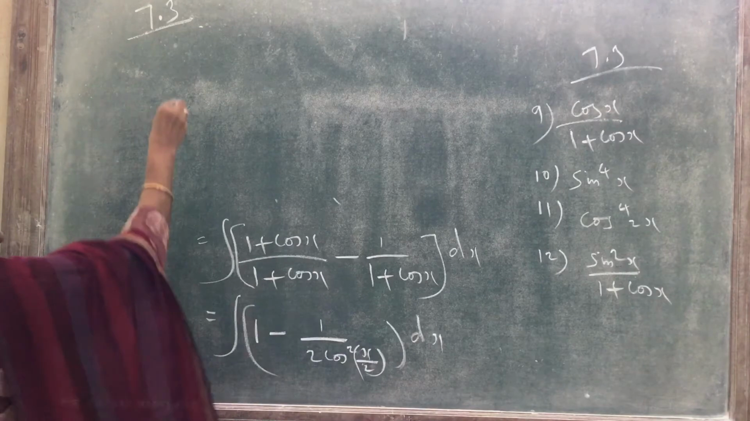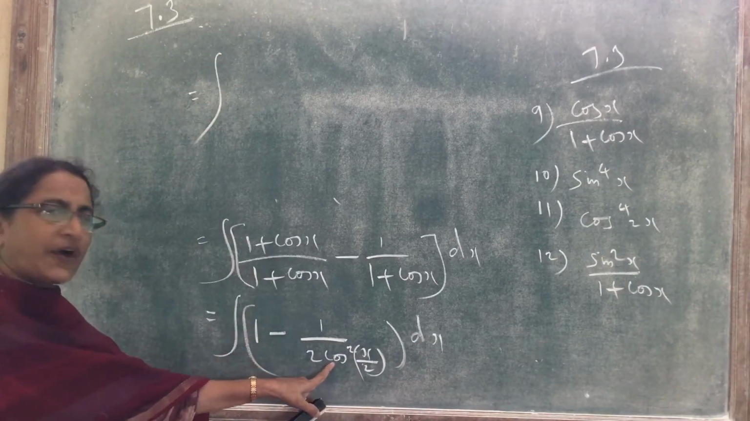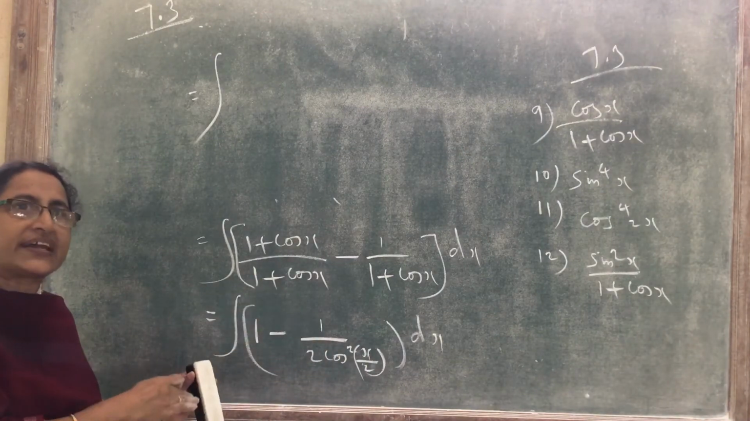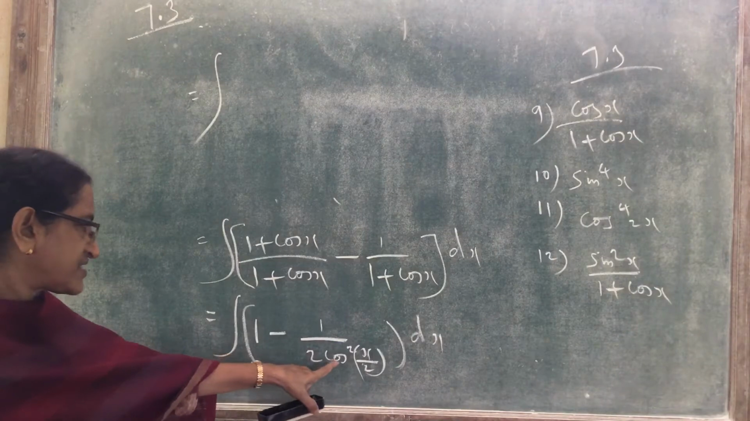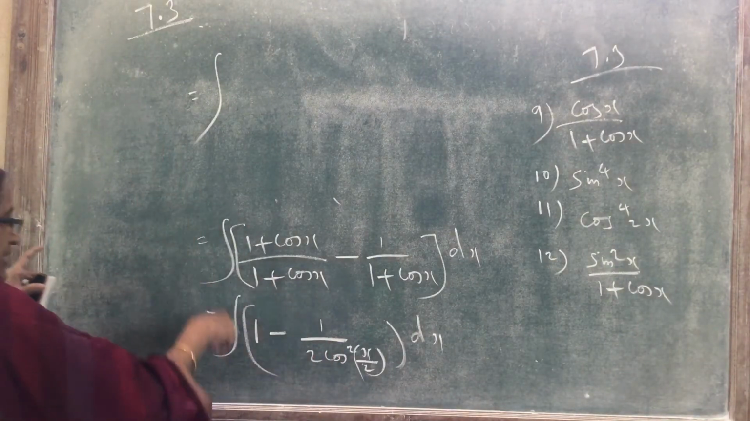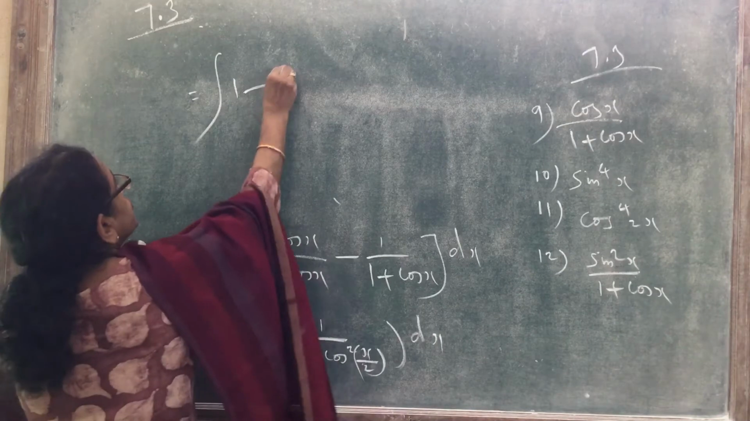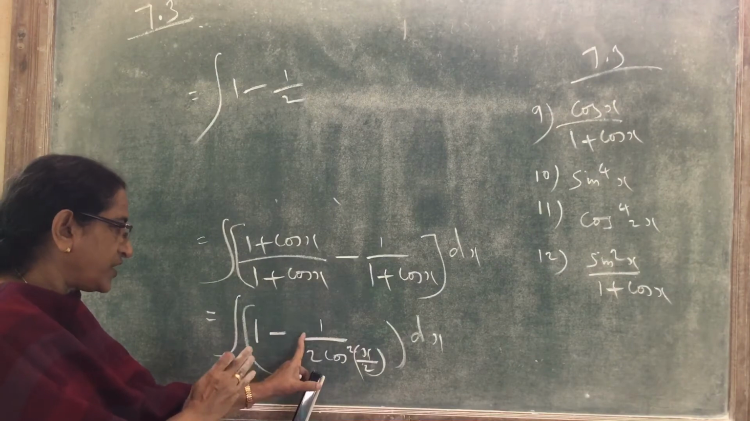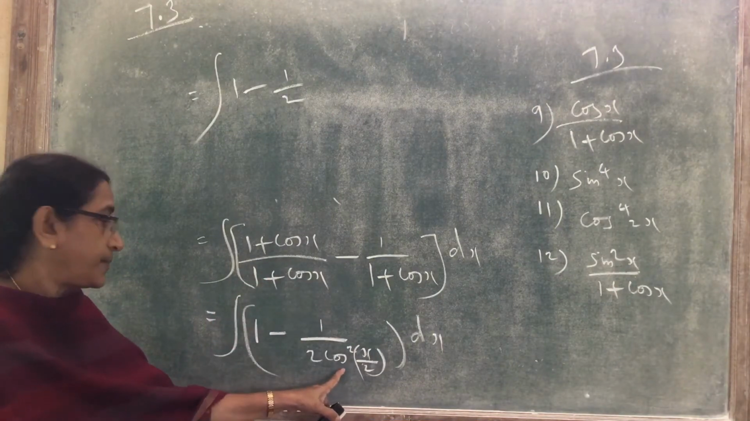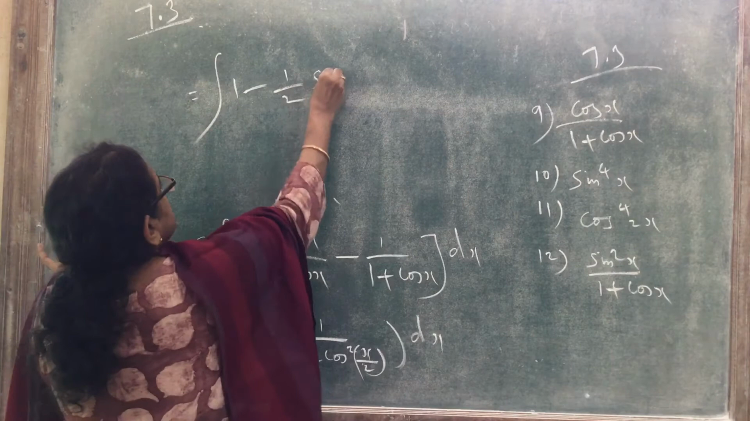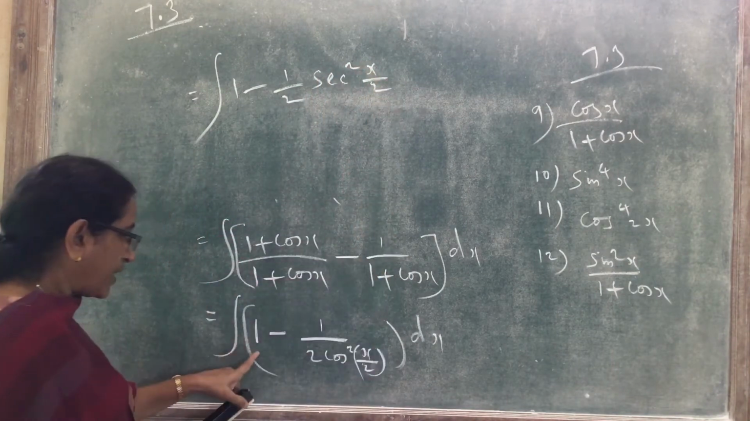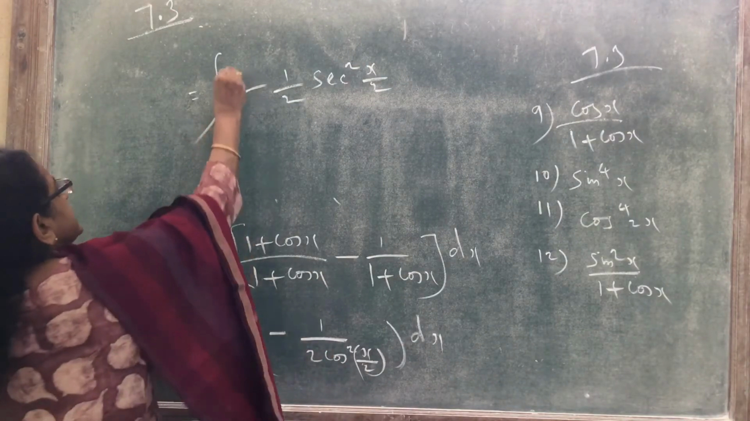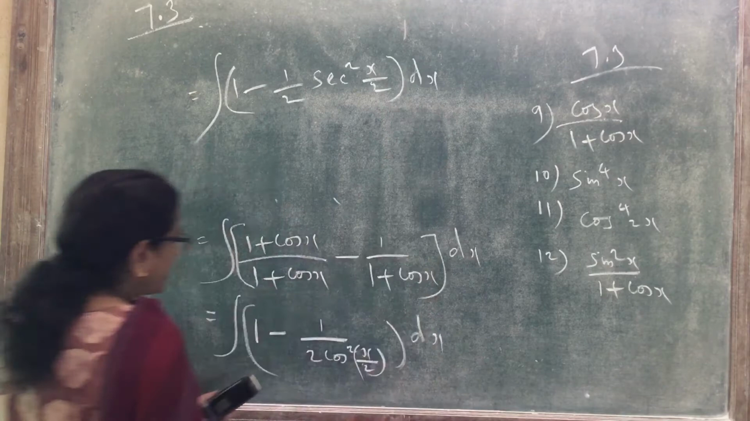So that is equal to the integral. Again we have to simplify this term. After simplifying this term, we will do the integral. First simplify, then we can find the integral. So the integral of 1 minus 1 by 2, 1 by 2 into 1 by cos square x by 2. What is 1 by cos? Sec. So 1 by 2 into sec square x by 2. So 1 minus 1 by 2 sec square x by 2, these are the two terms, dx. Now we can find the integral.